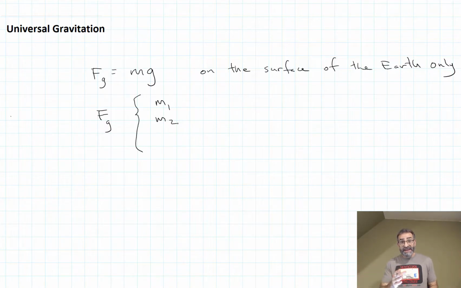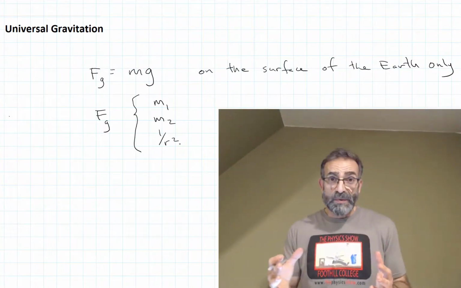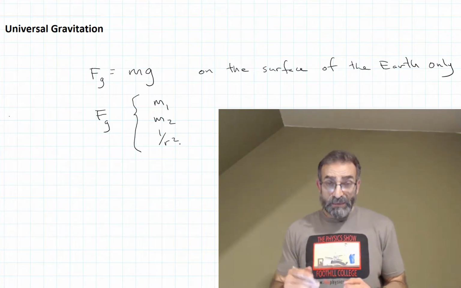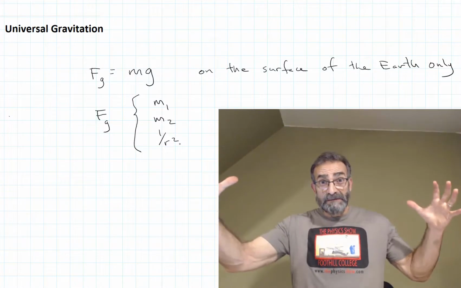But actually, it's not just inversely proportional to the distance, it's a 1 over r squared relationship. A lot of things in physics follow this 1 over r squared relationship, the inverse square law. And the reason is that things spread out spherically.